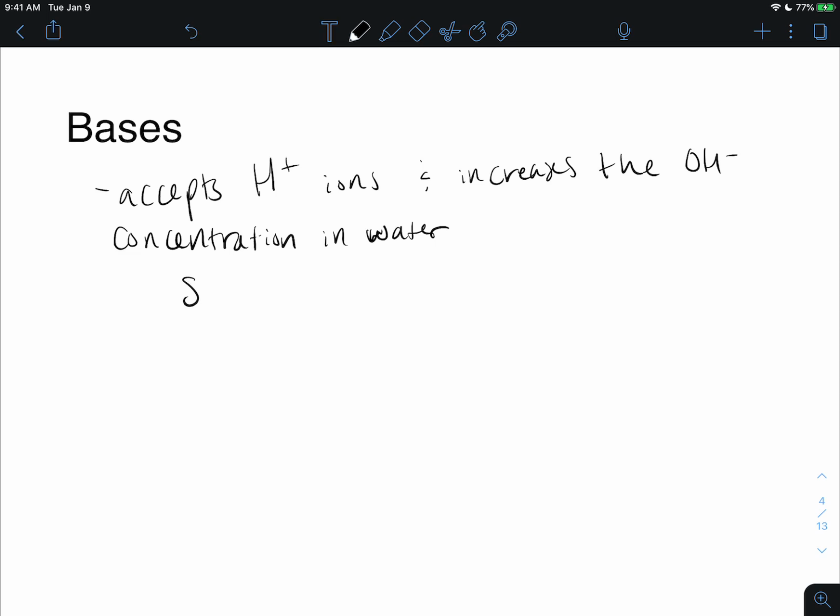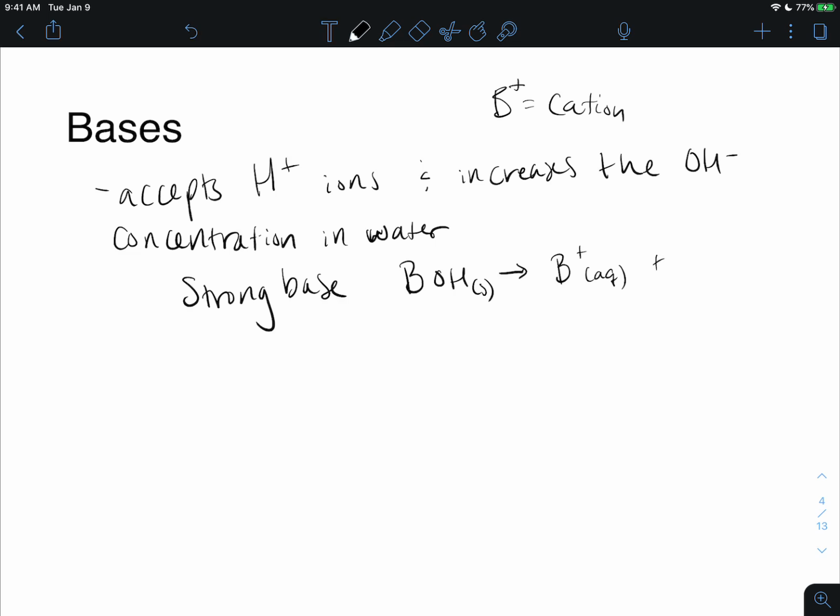So our strong bases completely dissociate, right? So we have some BOH, where B is just a cation. And again, if we have a different charge on that B, then it's going to be a different amount of hydroxide ions in there. So that's going to break down to produce B+ ions, and these are generally solids, and hydroxide ions. So increasing that hydroxide ion concentration.